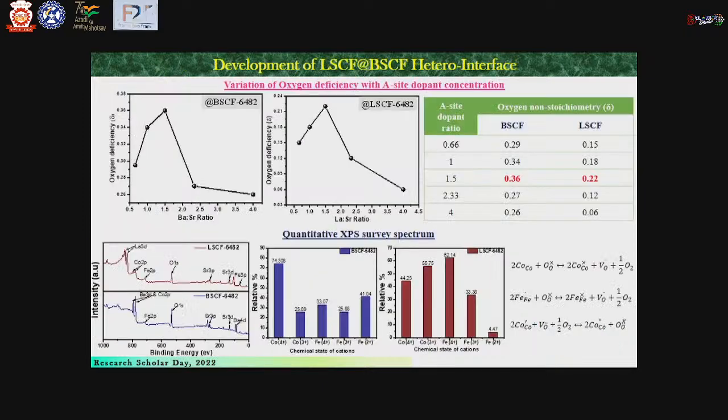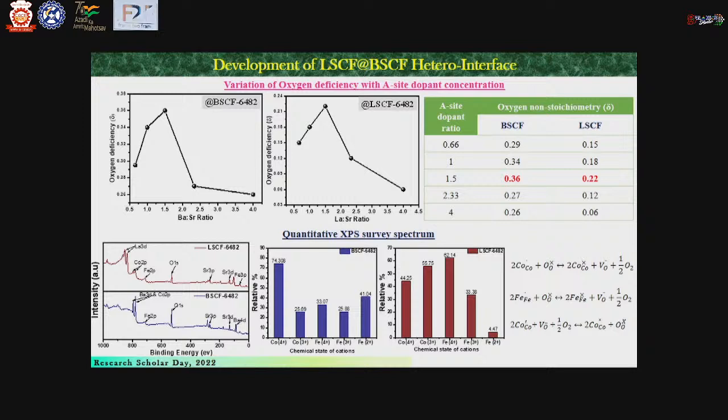and thus a high performance air electrode for the solid oxide cell. Now we have optimized the BSCF and its lanthanum conjugated system by the iodometric titration, where oxygen non-stoichiometry of 0.36 and 0.22 is obtained with barium to strontium or lanthanum to strontium ratio at 1.5.